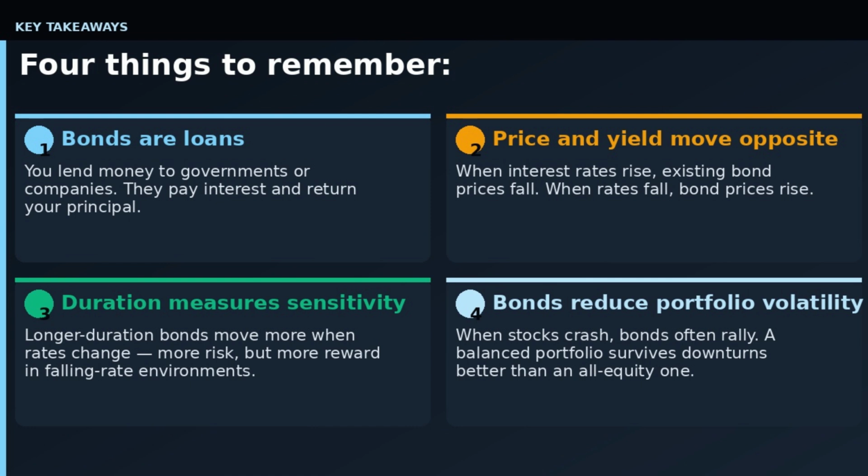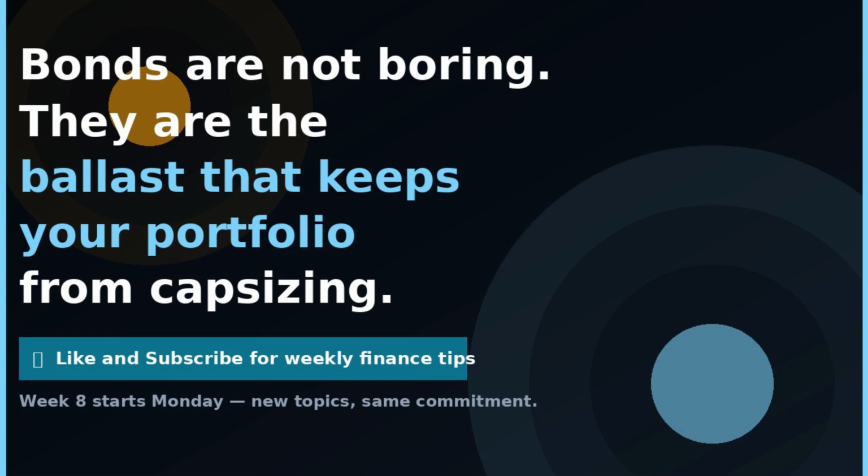Three: duration measures your rate sensitivity. Higher duration means more price movement when rates change, more risk, but more potential reward in a falling rate environment. Four: bonds reduce portfolio volatility. When stocks crash, bonds often rally. A portfolio with both assets weathers downturns better than a pure equity portfolio and tends to recover more quickly. Bonds are not boring. They are the ballast that keeps your portfolio from capsizing when markets get rough.